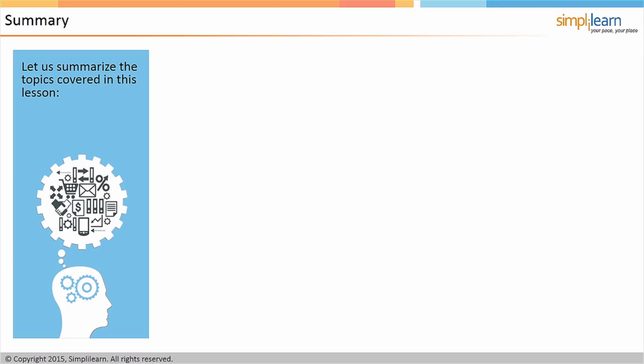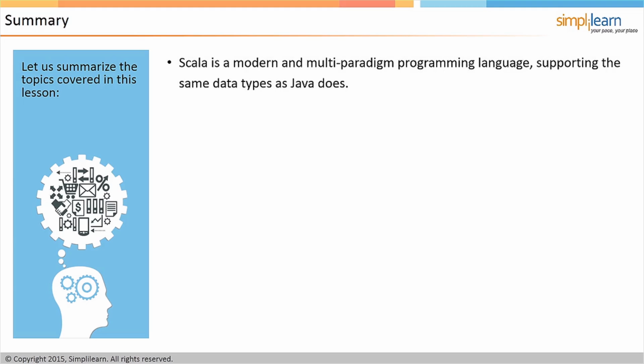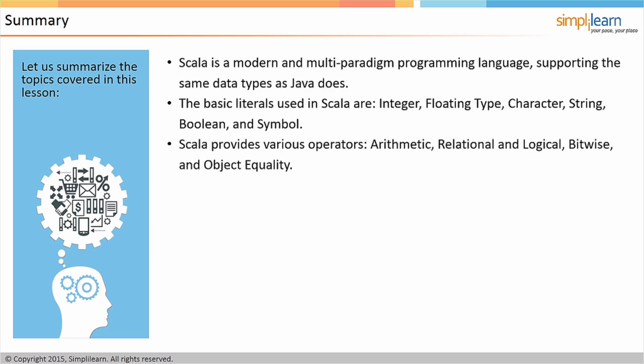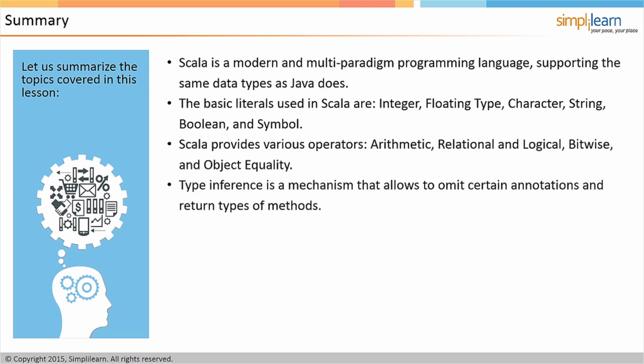Let's summarize the topics covered in this lesson. Scala is a modern and multi-paradigm programming language, supporting the same data types as Java does. The basic literals used in Scala are integer, floating type, character, string, boolean, and symbol. Scala provides various operators like arithmetic, relational and logical, bitwise, and object equality. Type inference is a mechanism that allows to omit certain annotations and return types of methods.